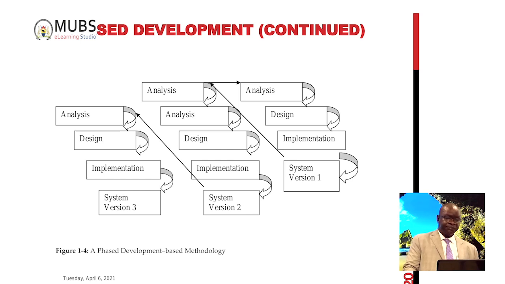So after version 2, if the budget and time allow, then the work can continue for system version 3. And this system version 3 also includes version 2 and version 1. So actually, system version 3 is the overall system developed.